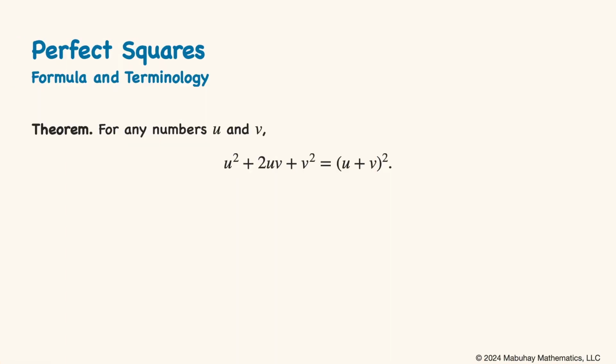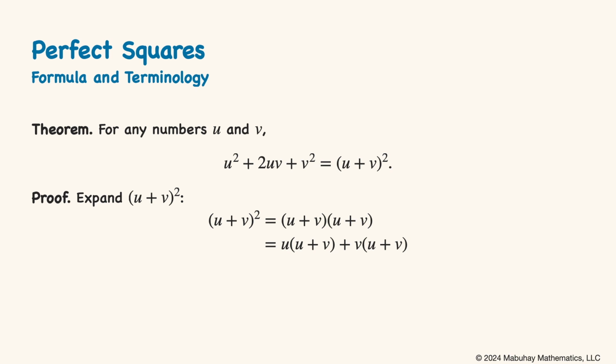Theorem. For any numbers u and v, u squared plus 2uv plus v squared equals quantity u plus v squared. Let's show that this is true, and again, the most straightforward approach is to start with the factored form and expand. Quantity u plus v squared is u plus v times itself. We can distribute one copy of u plus v across the other. Then we distribute in both terms so that we get u squared plus uv plus vu plus v squared. uv and vu are equal, so we can combine them as like terms, and we get u squared plus 2uv plus v squared. And that's the proof.